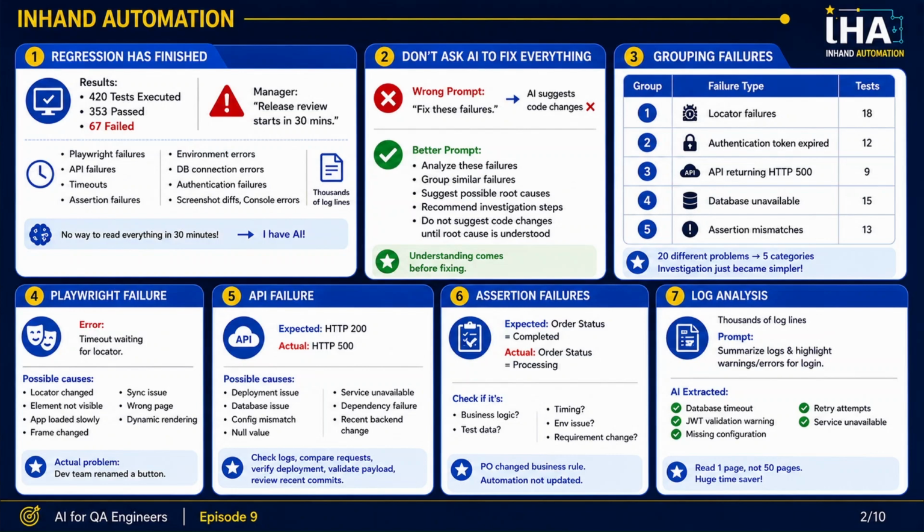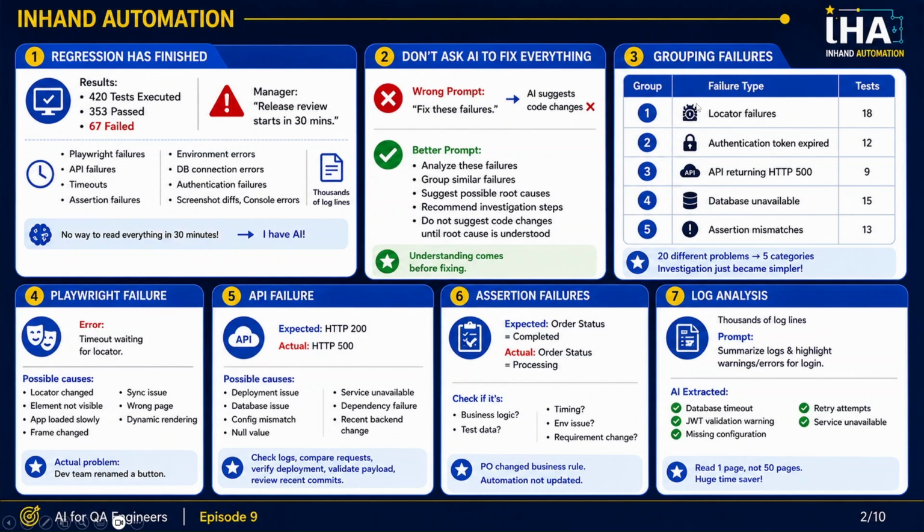After Rahul gave this prompt to the assistant, AI gave a response. And what did AI do? AI created groups of failures. Rahul saw that response and felt a little less worried. Earlier I was having 20 different problems, but now those 20 different problems become 5 categories. My investigation has become a little bit simpler.